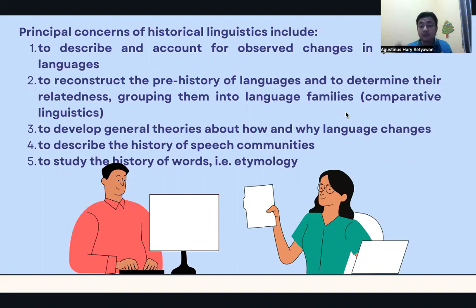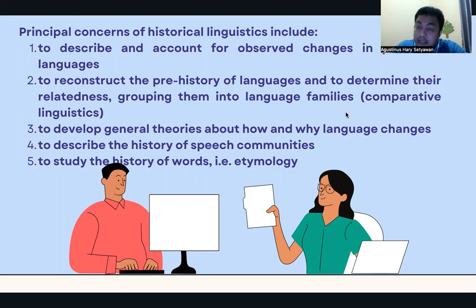It needs further research related to historical comparative linguistics. We have abundant research about it, especially in Western languages; almost all regions have already been observed. Then fourth, to describe the history of speech communities. Fifth, to study the history of words, for example etymology.